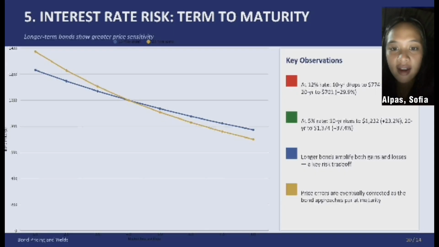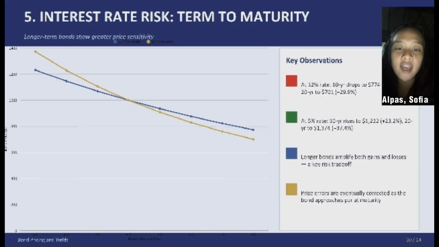In the graph, we can see the comparison between a 10-year bond and a 20-year bond. When market interest rates increase, bond prices decrease. For example, at a 12% market rate, the 10-year bond falls to $774, while the 20-year bond drops even lower to $701. This means the longer-term bond experiences a bigger loss.